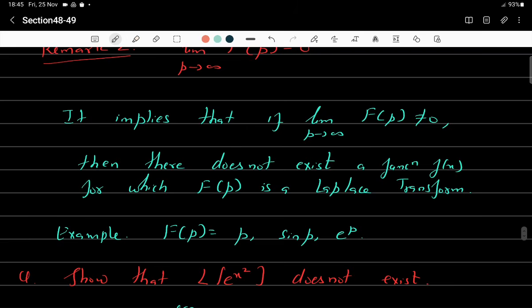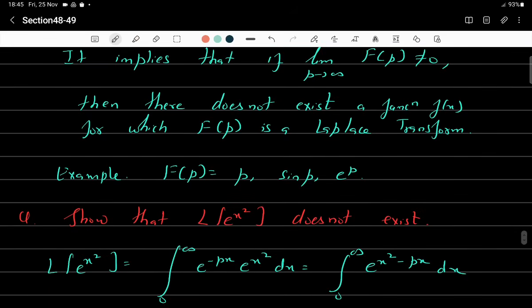Okay, now let's quickly do two questions, and in the next class we will see how to solve differential equations using Laplace transform. So first, try: Laplace of e raised to power x square does not exist. Now e raised to power x square is not of exponential order, but from that we cannot conclude anything. So we have to go by the definition. If you go by the definition, this is what it suggests.